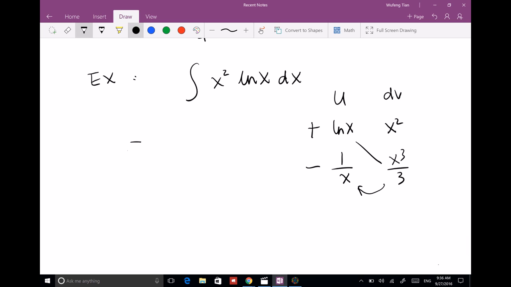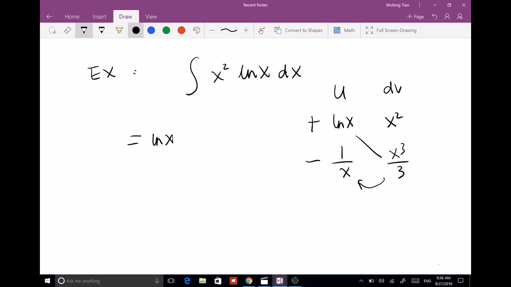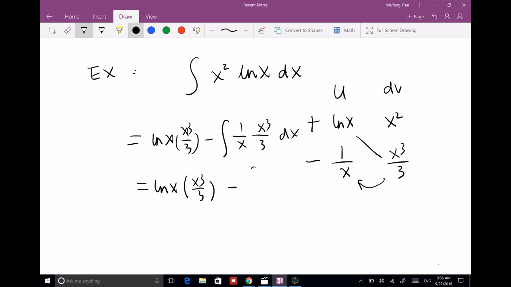Okay, so equals what, Taylor? ln x times x cubed over 2 minus 1 over x times x cubed over 2, which can be simplified to ln x times x cubed over 2 minus x squared over 2 plus 2. Yep, this is x squared over 3 dx. The last step is antiderivative. Don't forget that antiderivative, you have to take one more step.